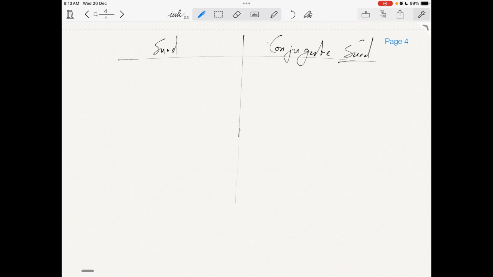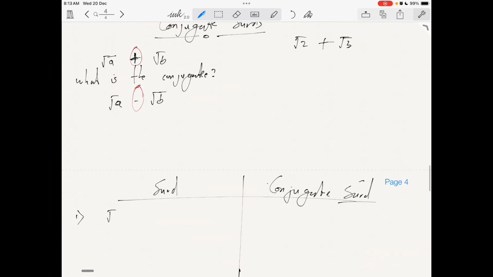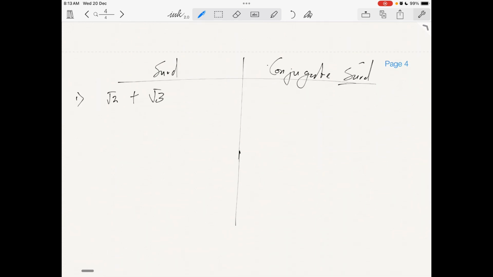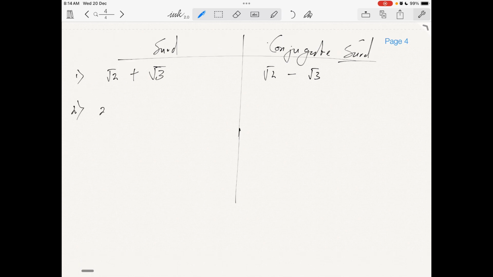Given, let's say, root 2 plus root 3, what is going to be the conjugate? Technically, we are changing the sign at the center here, so it will give us root 2 minus root 3. Then if we are given 2 root 5 plus 3 root 3, we are changing the sign at the center. Since this is positive, we change it to negative, so we have 2 root 5 minus 3 root 3.